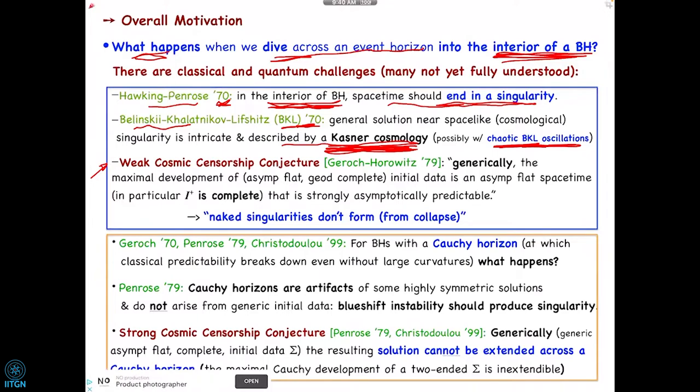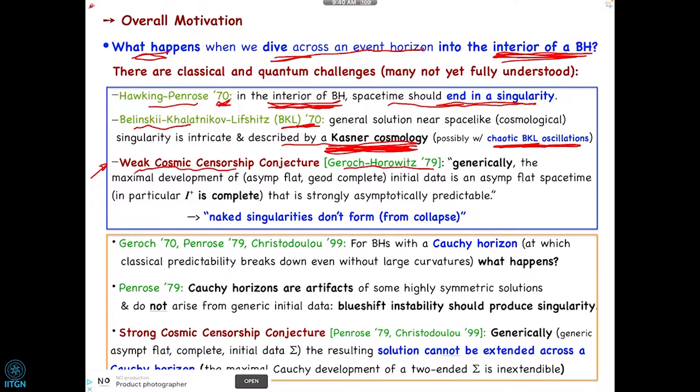Related to this question of what happens when we dive into the interior of the black hole, in '79, Geroch and Horowitz proposed the so-called weak cosmic censorship conjecture, which in very short terms states that naked singularities should not be allowed to form in a physical process. For example, during a gravitational collapse, it should not be possible to form naked singularities that are not hidden by a horizon. So we see that looking at what happens when we dive into the interior of a black hole is a question that has been explored since the 70s.